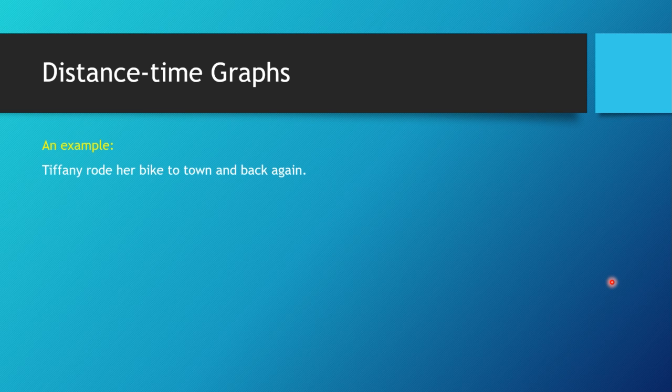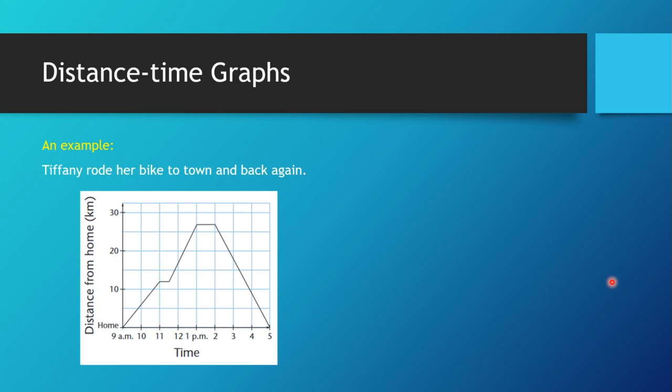Let's look at an example. Tiffany rode her bike to town and back again. And now we have some values, some numbers that we can compare and do some calculations with. So we can see that she left at 9 a.m. and she got home at 5 p.m. The furthest she was away from home is here, which is at about 27 kilometres away from home. It was a big ride. You can see that she stopped twice during the day and 3 consistent trips on her bike.